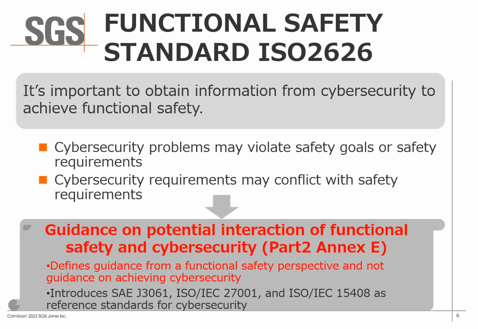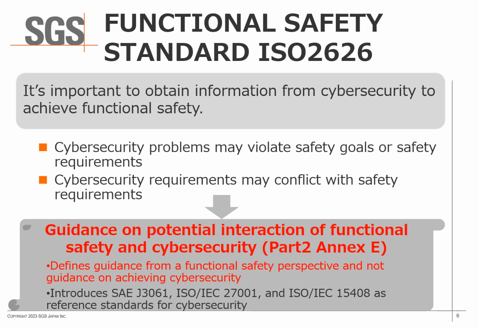There are 2 possible issues related to safety and security. The first one is that cybersecurity problems may violate safety goals or safety requirements, and it could lead to accidents if safety mechanisms are attacked. The second is that cybersecurity requirements may conflict with safety requirements, and the implementation of security functions may affect the performance of essential functions, including safety-related functions.